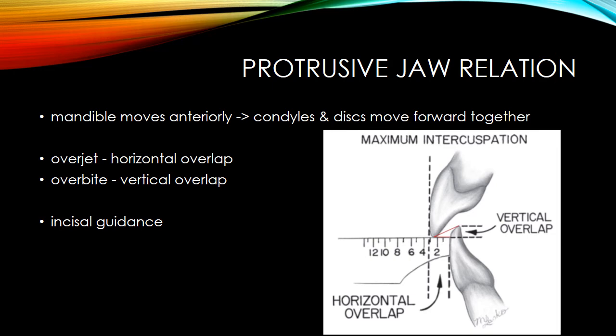Next is the protrusive jaw relation. When the mandible moves anteriorly, the condyles and the discs move forward together. Again, the movement of the condyle and the disc is guided by the sloping morphology of the articular eminence. As protrusion occurs, the movement of the mandible is also influenced by the amount of overlap of the anterior teeth.